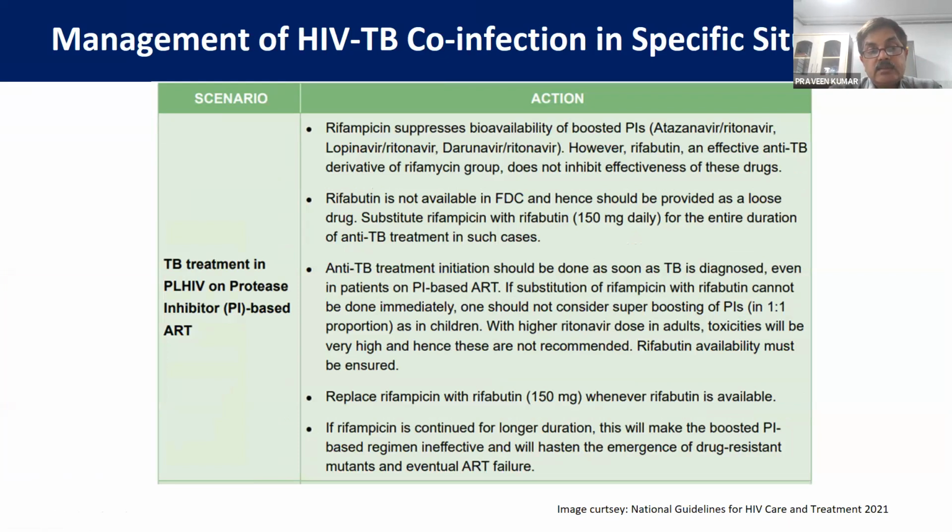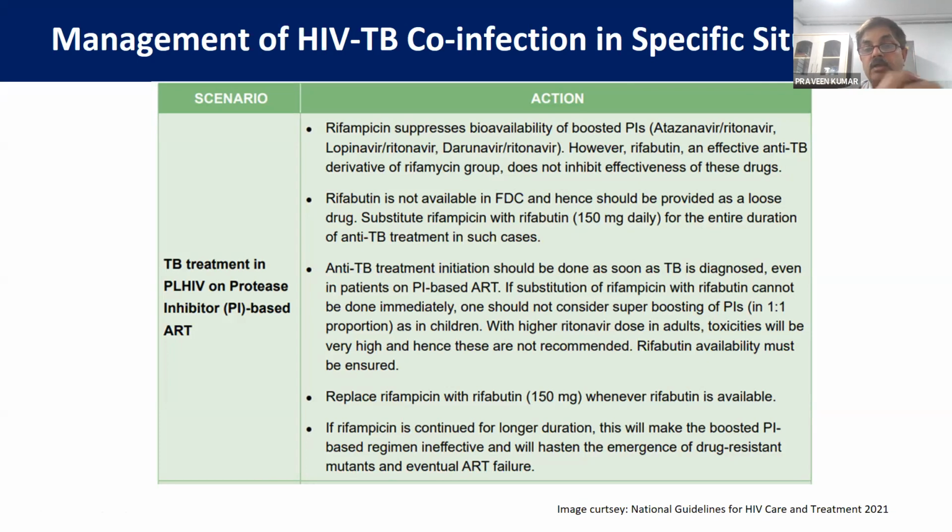So if the child is on protease inhibitor based ART, then there are certain changes which you have to follow. Rifampicin, as we know, usually suppresses the viability of these drugs. So rifabutin, which is also an effective anti-TB drug, usually does not inhibit the effectiveness of these drugs. However, it is not available in FDC, so we have to give it separately. So here you will substitute rifampicin with rifabutin daily for the entire duration of anti-TB treatment.